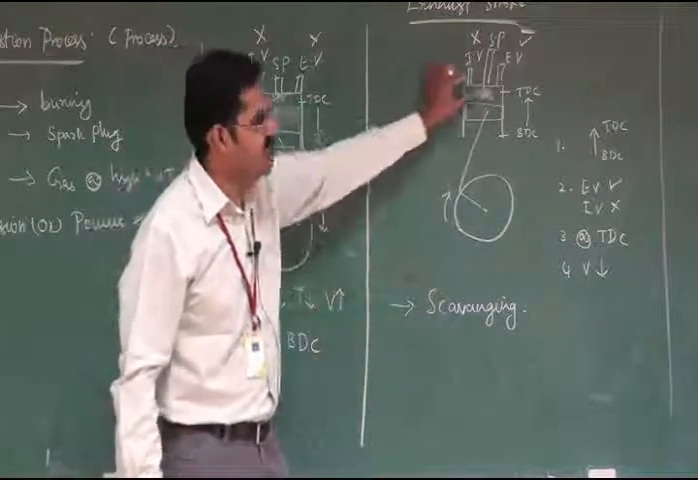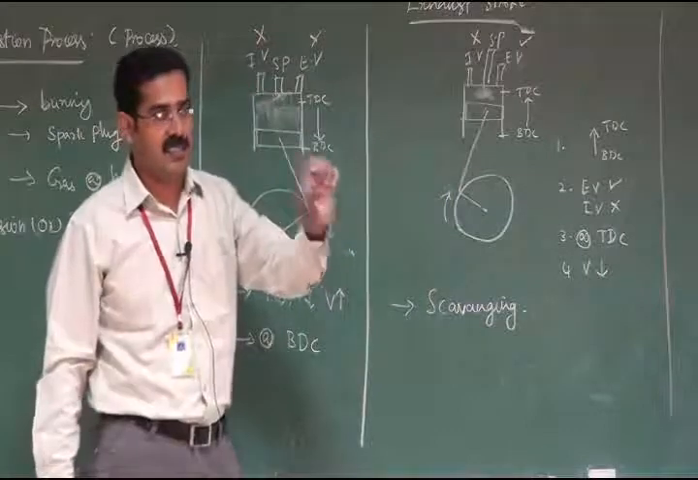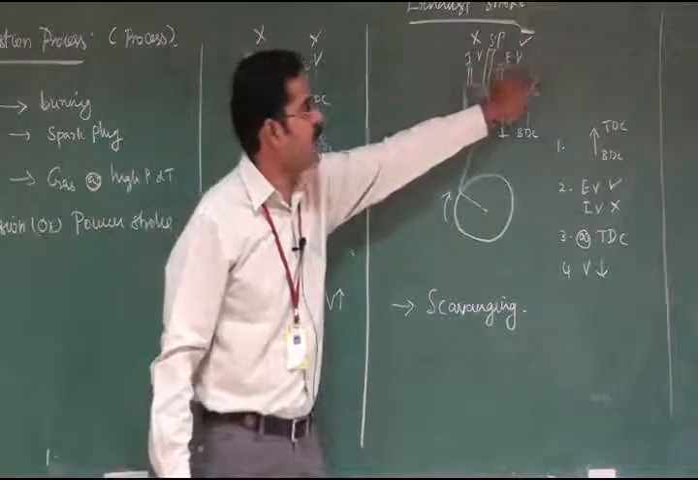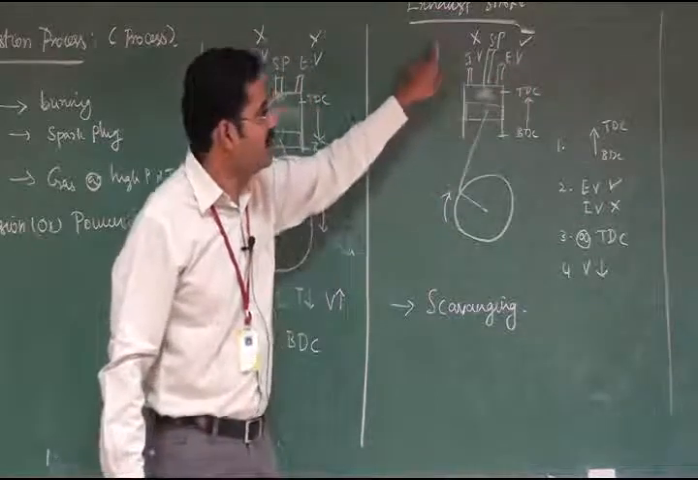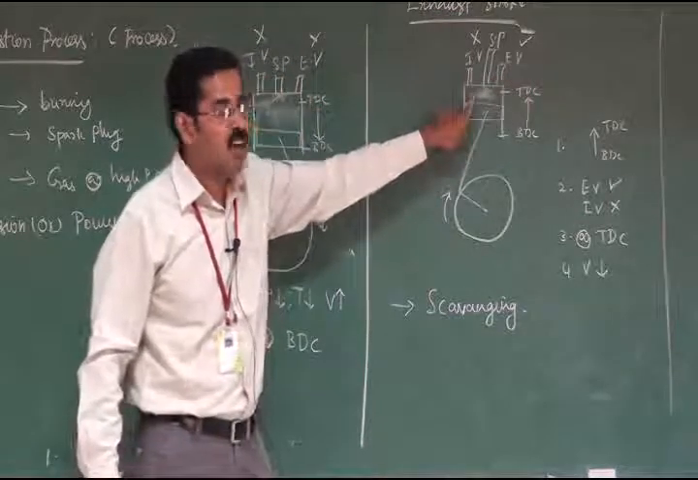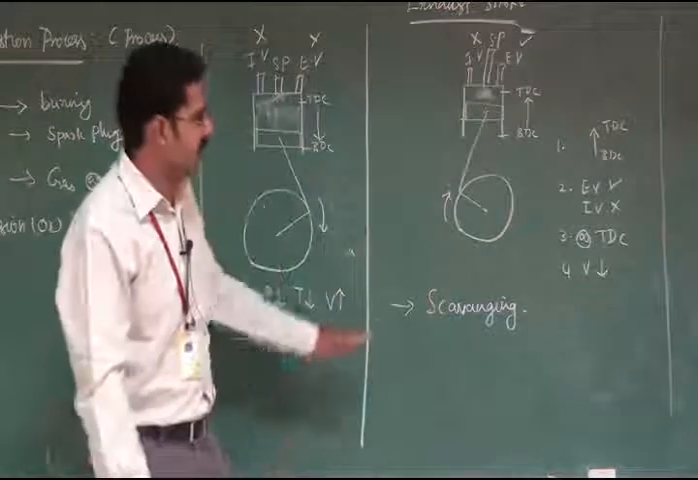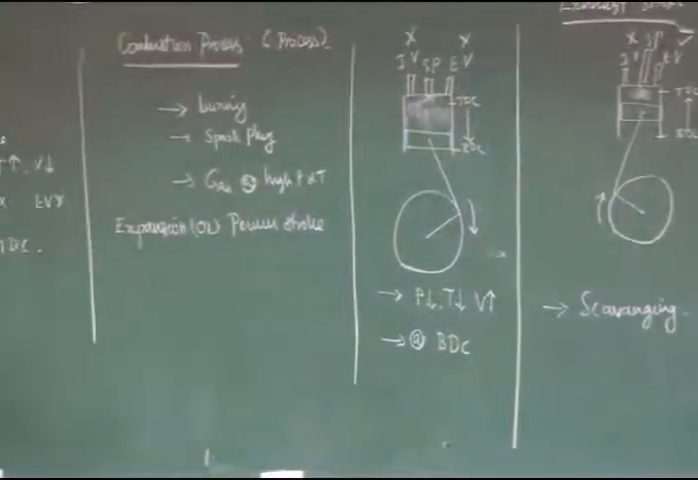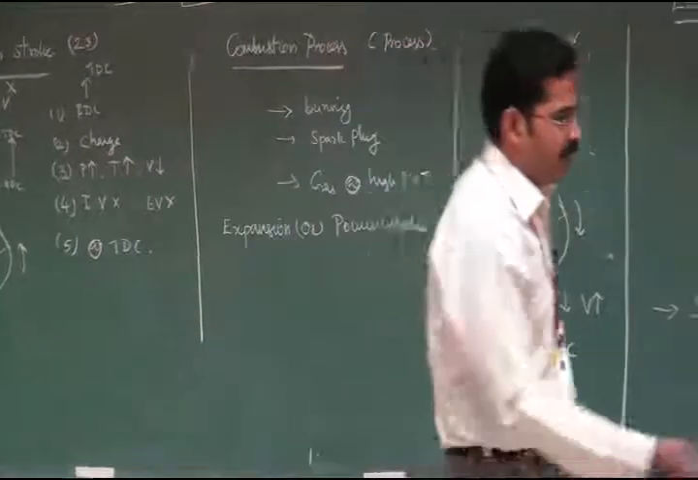That is, in the clearance volume we have some amount of exhaust gases present inside the cylinder above the piston, which is to be expelled to the atmosphere through the exhaust valve by introducing an air-fuel mixture which is admitted into the cylinder. That is called a scavenging process. Now combined together, I will summarize it once again.